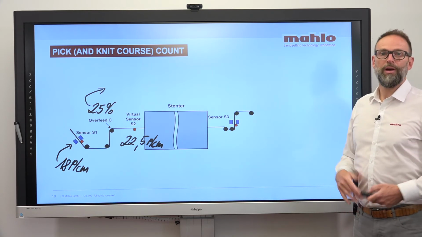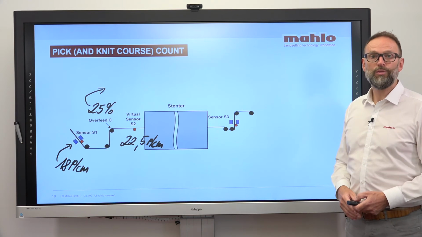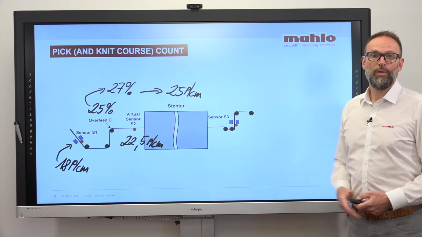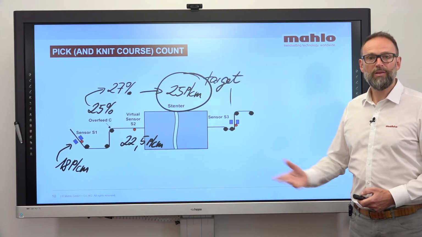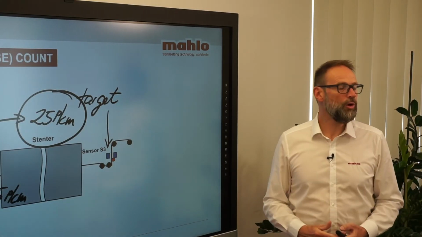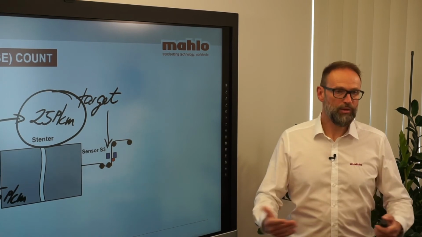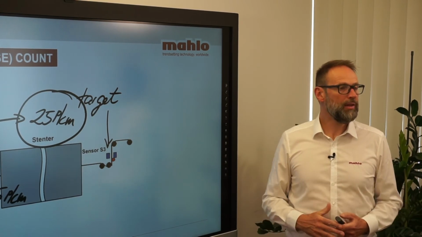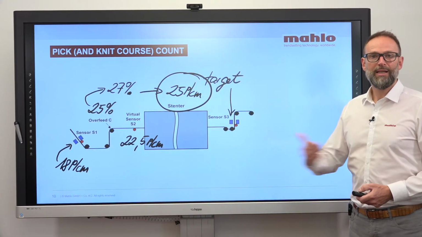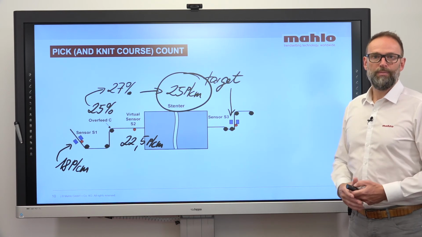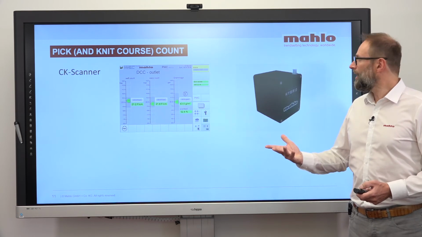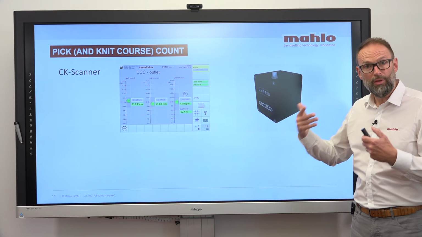In order to achieve the 25 picks, we have to increase the overfeed to 27%, and then we will end up with a target value of 25. And this is also a value that will be shown at the exit. This value you can share with your customer. This value you can share inside your company. You can make it transparent by our Industry 4.0 measurements, so that it can be transferred to every person that is required to do so. So this is actually how it would look like for the normal scanner.